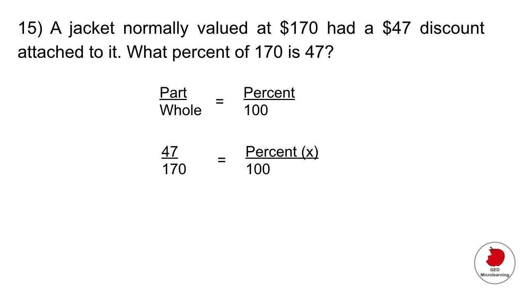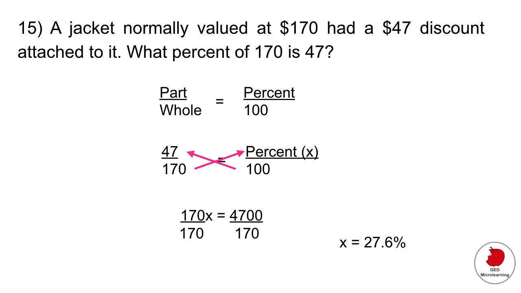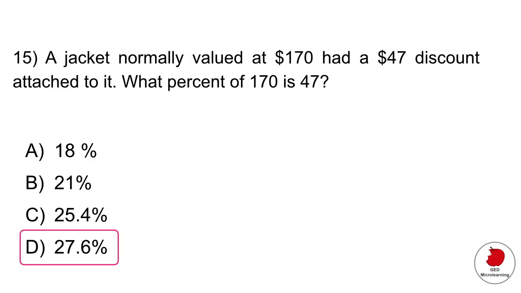Now to solve for x, which is the percent, all you do is multiply across like this. So you end up with 170x is equal to 4,700. And then to isolate the x on the left side, divide both sides by 170. That gives you 27.6%. Option D.